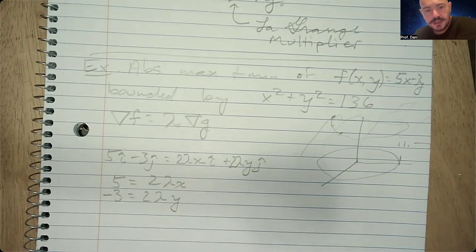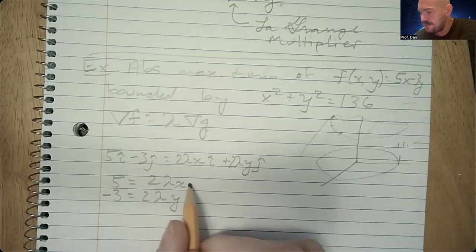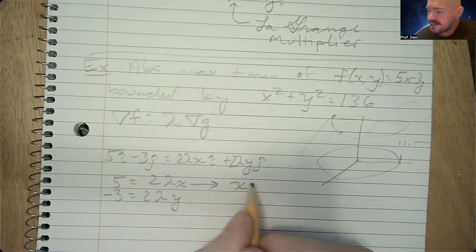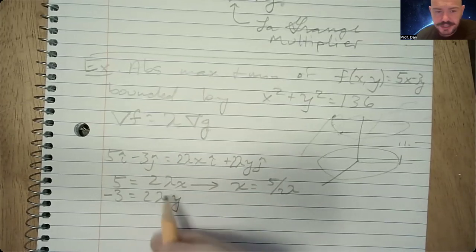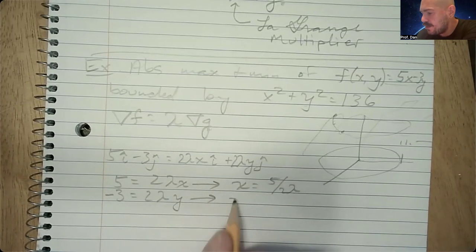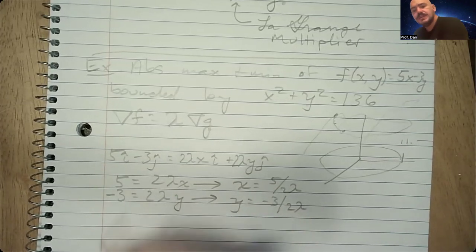Okay, so here's what we're going to do now. I'm going to solve each equation for the variable that's in it. So top equation, I'm going to solve for x. I get x is equal to 5 over 2 lambda. Bottom equation, I'm going to solve for y. I get y is equal to -3 over 2 lambda.